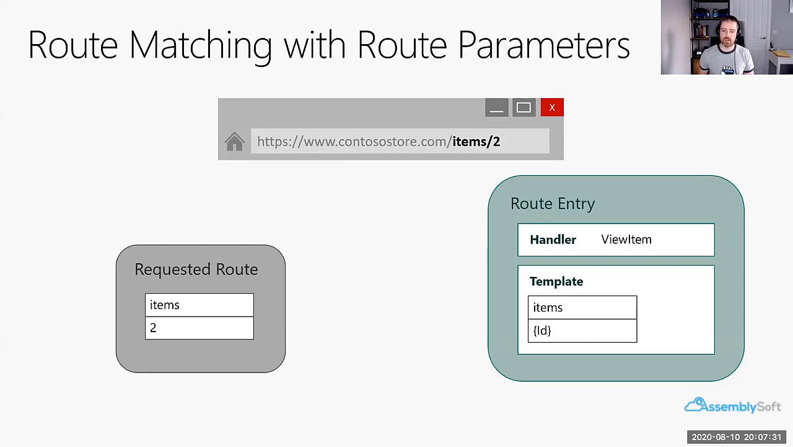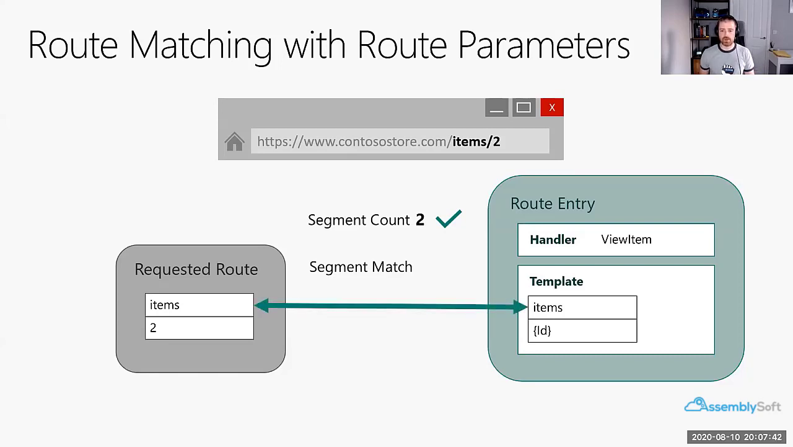So what happens this time round? Well, same thing as before, it does a segment count match. So again, we've got two segments in both sides. So that's a match, so we're good there. And then again, it does this segment match as it did before. So as I mentioned, this is string matching. So first off, here we've got items and items. Well, that matches, so that's all good.